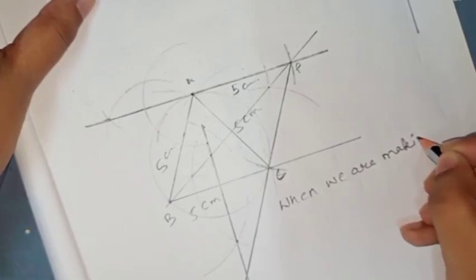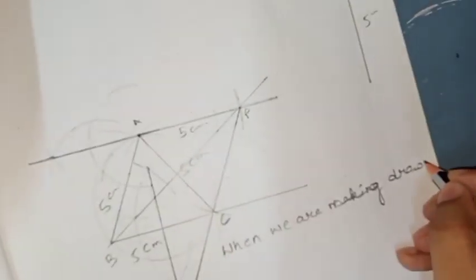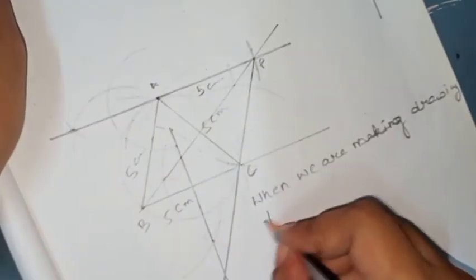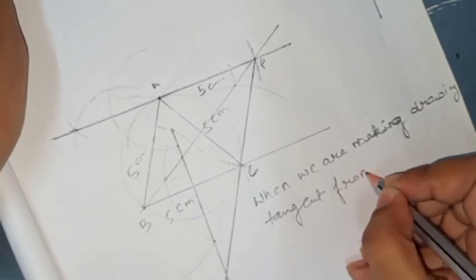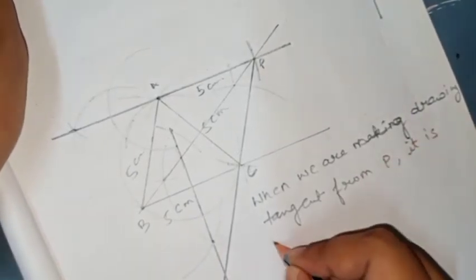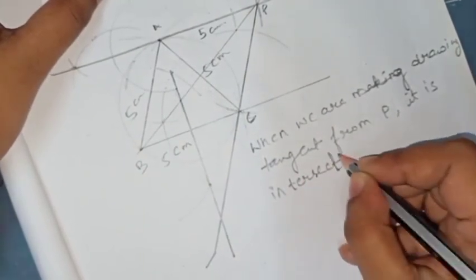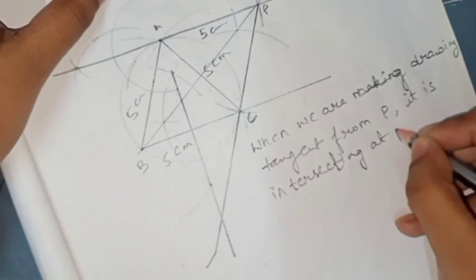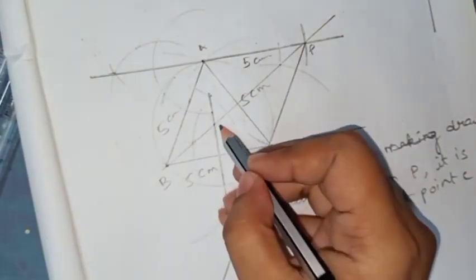So what we will write: when we are drawing tangent from P, it is intersecting at point C. Only this much you will write. Keep center O. Okay, do this one.